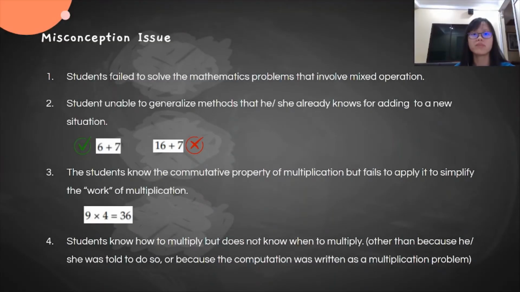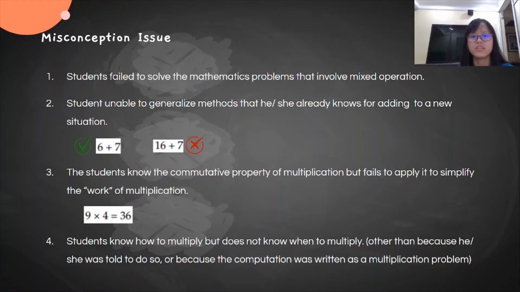Now I would like to explain the misconception issue that will always happen in this chapter, which is the mixed operation between addition and multiplication. The first misconception issue is students fail to solve mathematics problems that involve mixed operation. This is because students are unable to generalize methods that he or she already knows for adding to a new situation. For example, the teacher gives the student the equation of 6 plus 7. They know the answer is 13. But when the teacher gives the equation of 16 plus 7, the students don't know how to solve it.